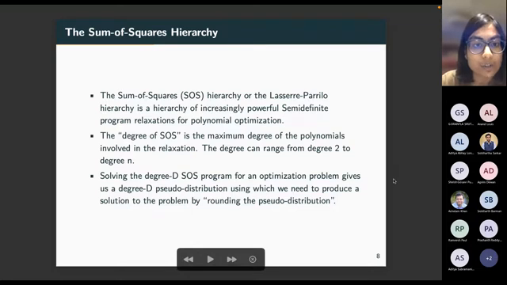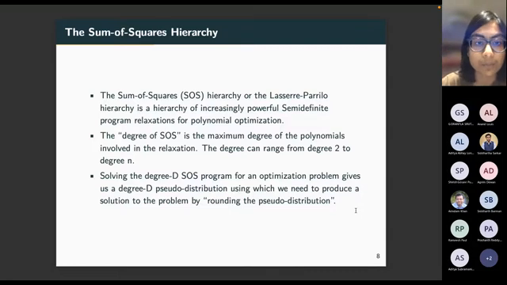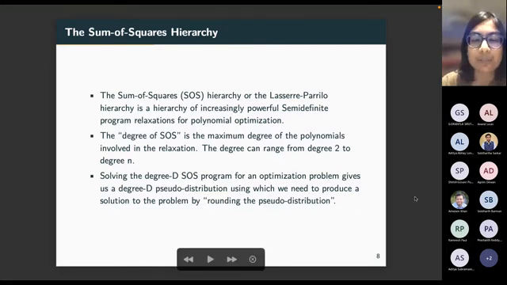And solving the degree D sum of squares program gives us this object called the degree D pseudo-distribution. Basically this is like a solution to the problem, but it's a convex relaxation, and using that we need to find a solution to the unique games problem. So any questions about this? I'm just being very vague about this because I will not be going into too many details, so it's not required to know these things for the talk.